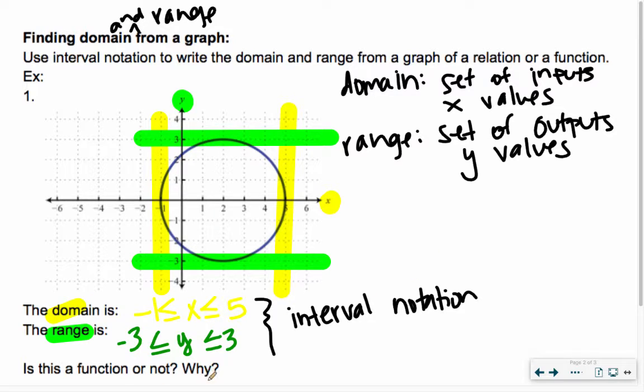Is this a function or not? No, it is not a function because it does not pass the vertical line test, because it crosses once and twice. So no. Why? Because it does not pass the vertical line test, or you could say because each input does not have exactly one output, right? This input here for 1, if the input is 1, the output can be 2 different things. That's not okay.